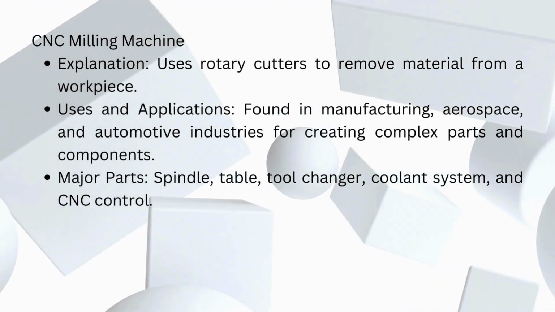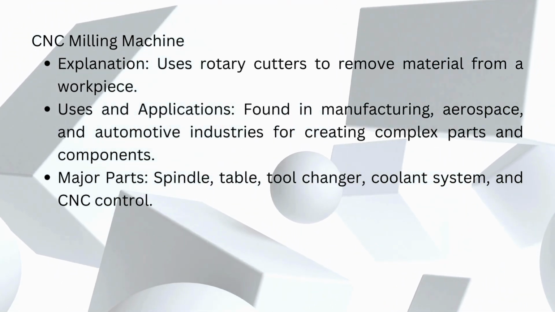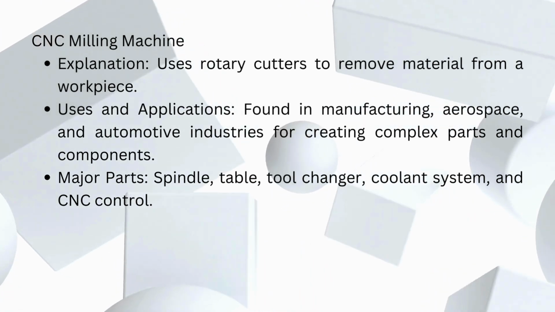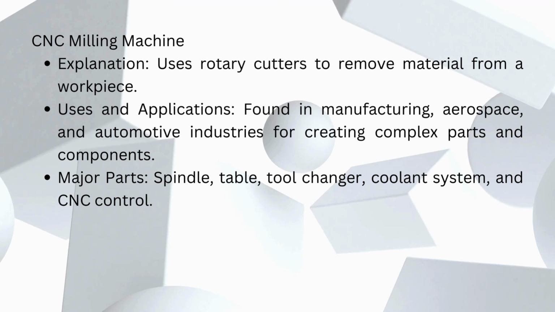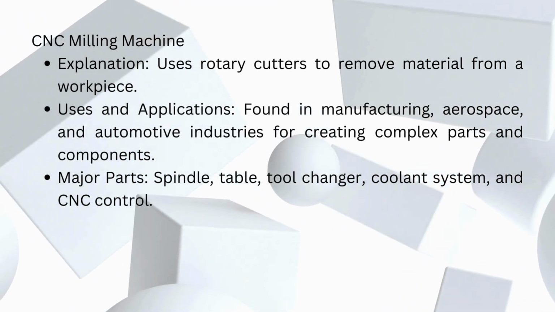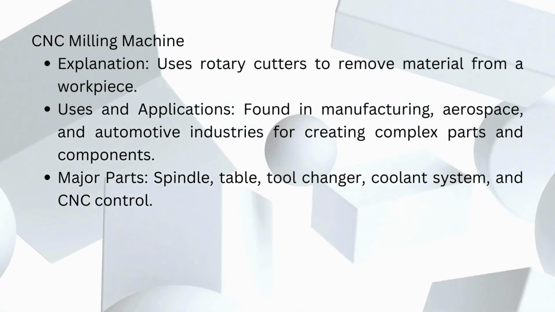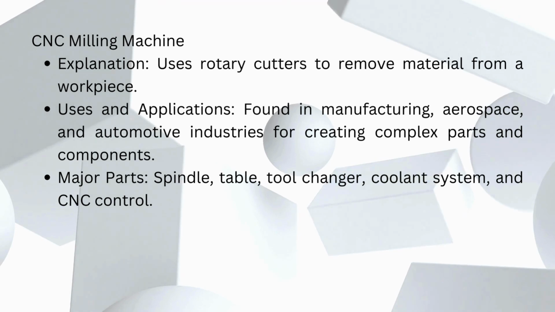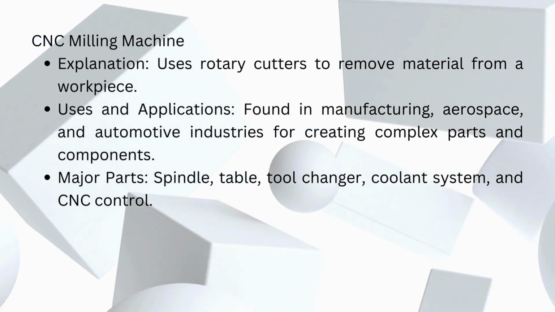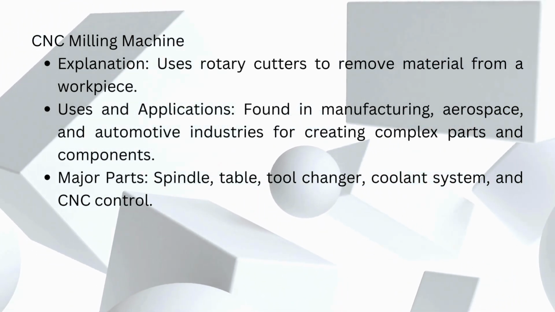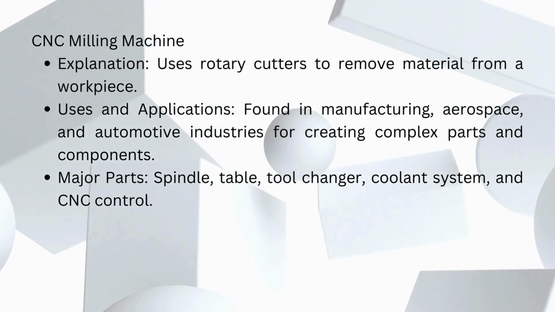CNC milling machine. Explanation: uses rotary cutters to remove material from a workpiece. Uses and applications: found in manufacturing, aerospace, and automotive industries for creating complex parts and components. Major parts: spindle, table, tool changer, coolant system, and CNC control.